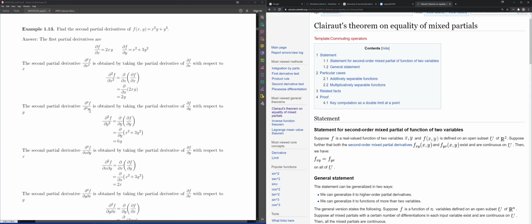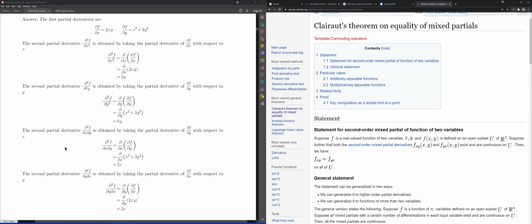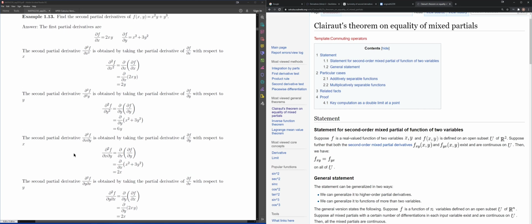To get the second partial with respect to y, you're going to take this over here and differentiate it with respect to y. When I differentiate this with respect to y, I'm going to get 0 here. And when I differentiate this with respect to y, I'm going to get 6y, which is this. Okay, so now let's do a mixed partial.